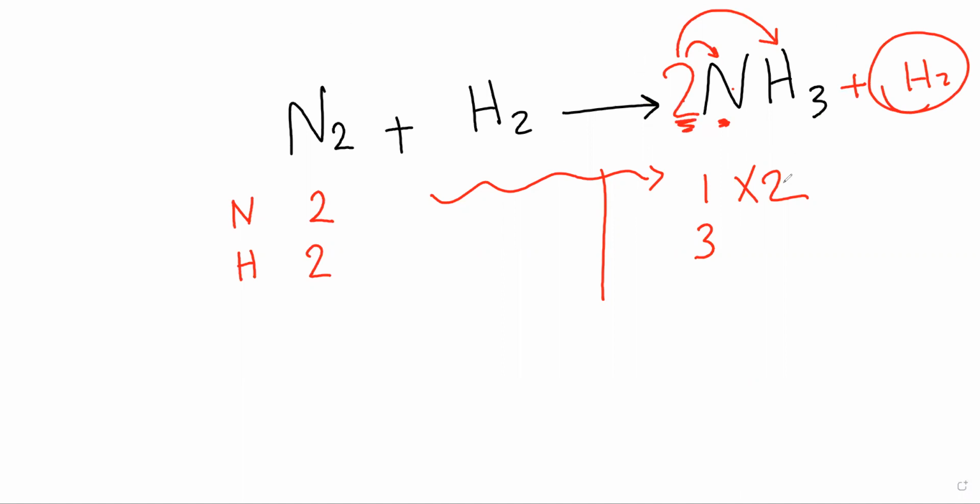Okay, let's see. So when I multiplied here by 2 as well, now this one is balanced, 2 and 2, but this one is 6 now. What should I do here?